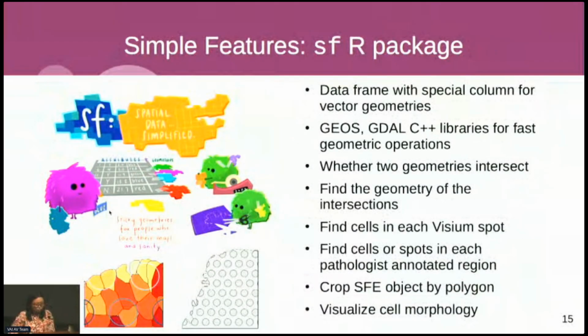For spatial omics, the geometries can be cell segmentation polygons, or the location of an mRNA molecule. With geometric operations, we can find which mRNA molecules are in which cell, or which cells intersect with which Visium spot. And with this, we can quantify how many mRNA molecules there are in each cell, and so on.